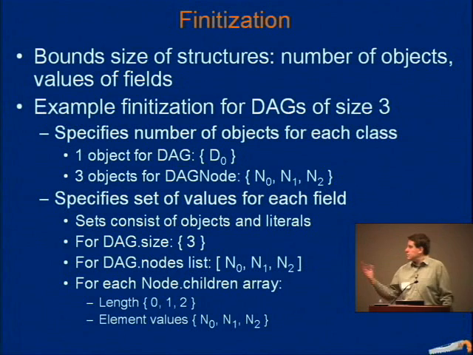And then it needs to specify the values for these outgoing edges. So we had some array called children in the DAG node. There it's necessary to specify what the possible lengths for that are. Effectively, what's the number of outgoing edges.